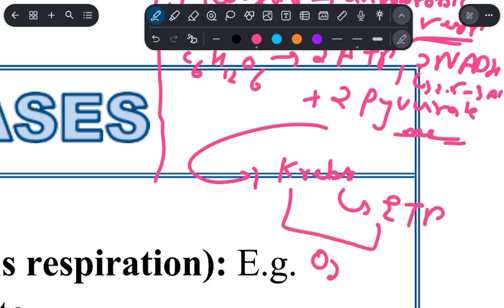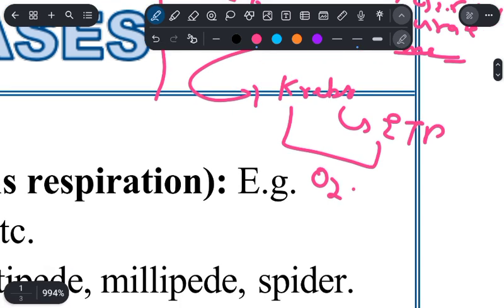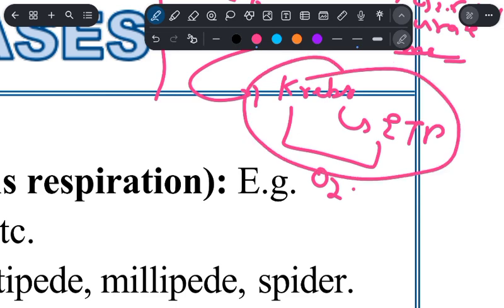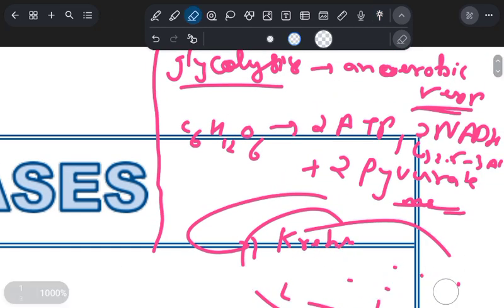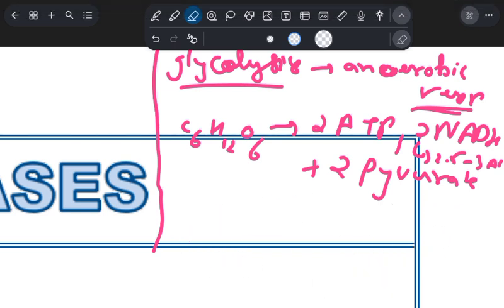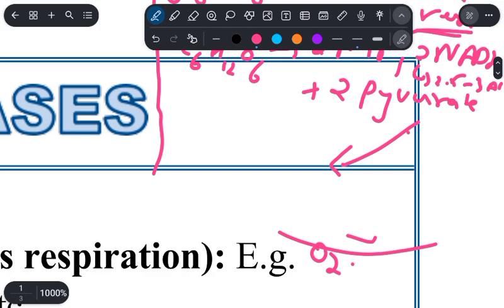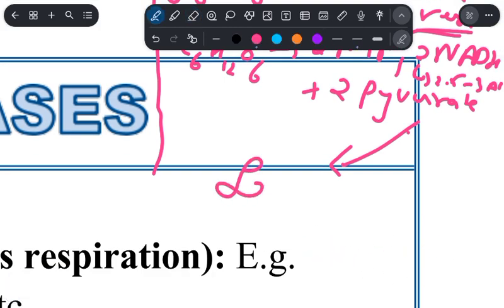They both require oxygen, but when we do exercise and other things where oxygen does not reach the muscles or our body in sufficient amounts, then both these reactions do not happen. Then what happens? Then pyruvate molecules convert into lactic acid.